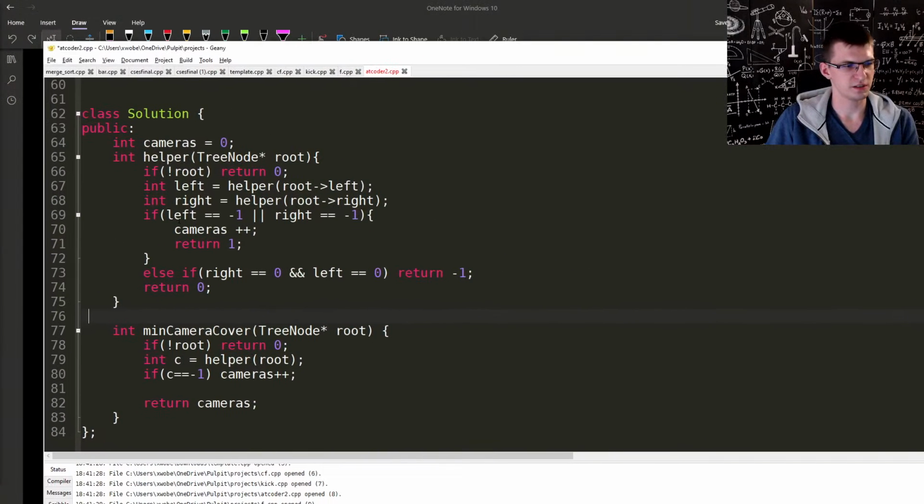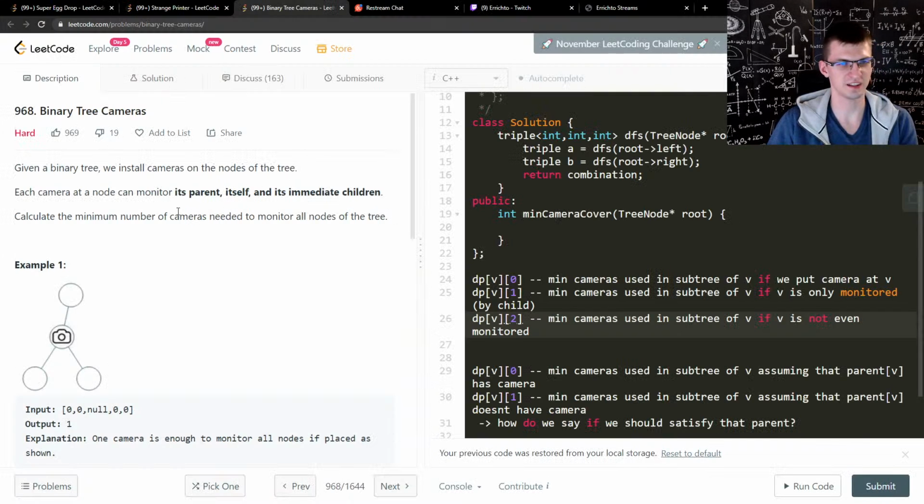Which question is this? If you open Twitch chat, you can always type !link to get the problem. It was binary tree cameras. But that's it.